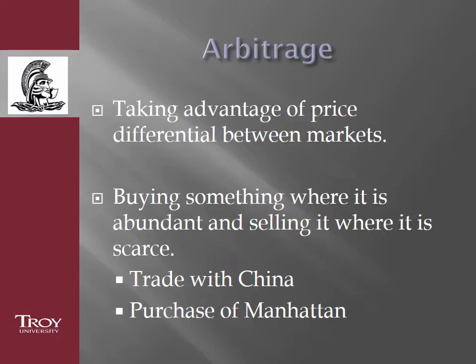So starting off, the very obvious one that goes back a long time, and this is arbitrage. Arbitrage is taking advantage of price differentials between markets. Essentially, this is buying something where it's abundant and selling it where it's scarce. We can go back to the old days where you would go someplace and you would have things that you grew that were unique to where you were, and you traded them for things that those folks had.